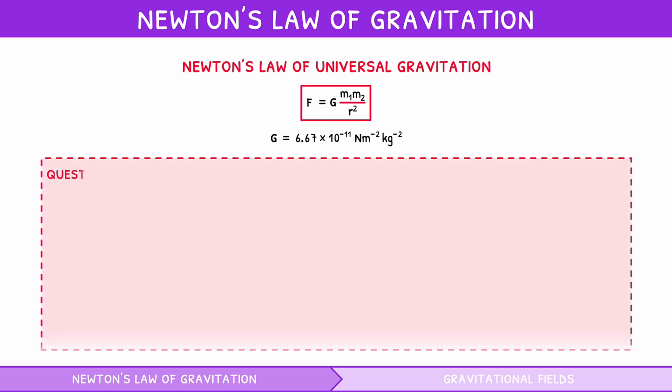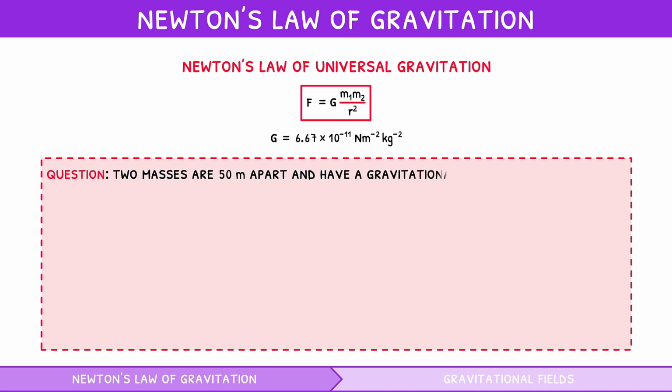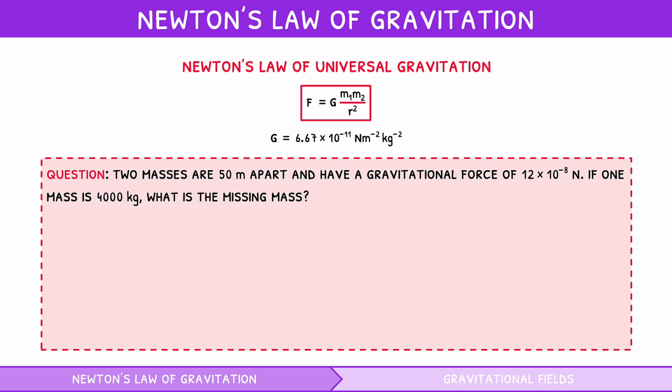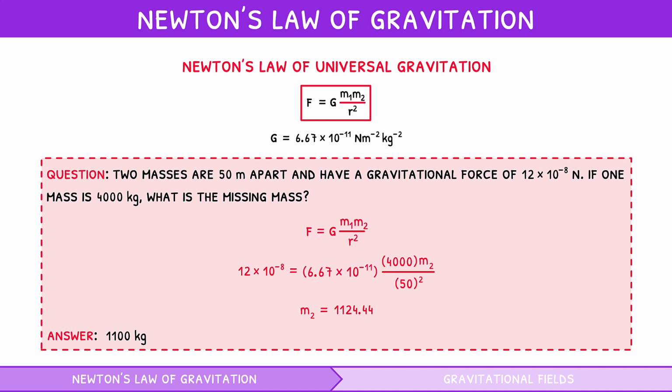Let's try this in a practice question. Two masses are 50 meters apart and have a gravitational force of 12 times 10 to the minus 8 newtons. If one mass is 4,000 kilograms, what is the missing mass? For this, we use our equation, force equals gravitational constant times mass 1 times mass 2 divided by radius squared. So, substituting in the values of force, the gravitational constant, mass 1 and radius, and then solving for mass 2, we find that it is 1,100 kilograms.